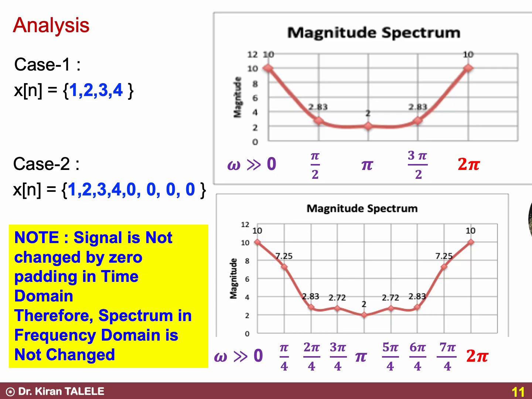Signal is not changed by 0 padding in the time domain. Therefore, the spectrum in frequency domain is also not changed. What we are getting is a better, more accurate spectrum.